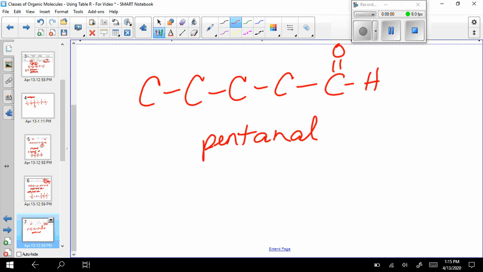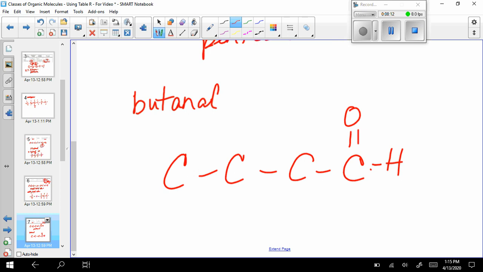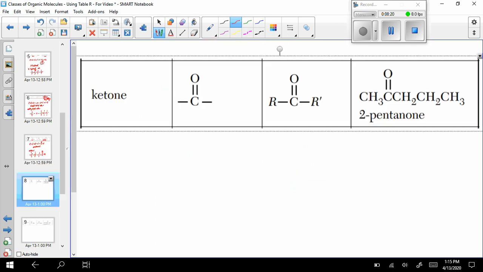So let's say I have butanal. But means 4. And the last one has this. Put the H's around to make sure all of your carbons are complete. There you go.